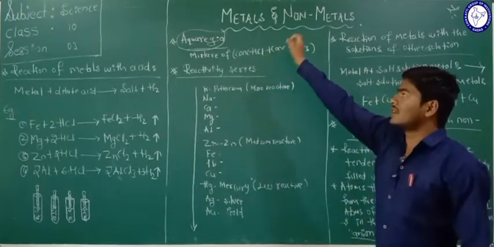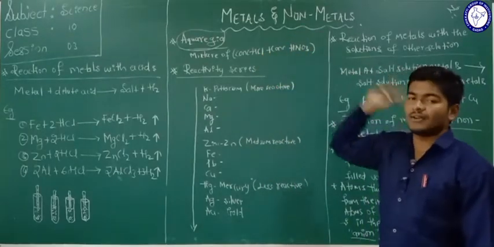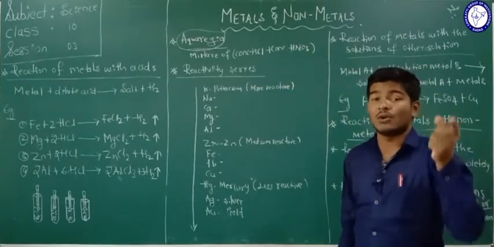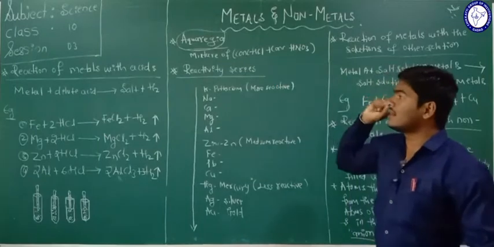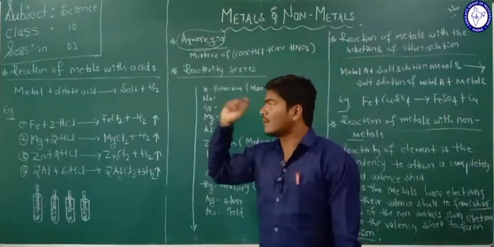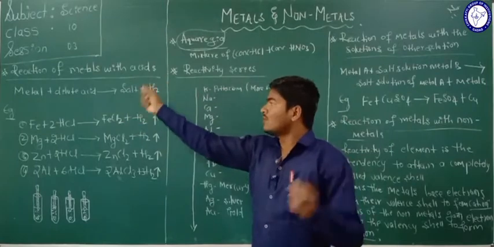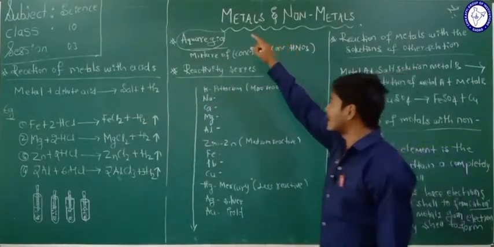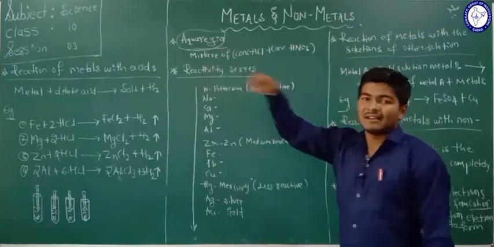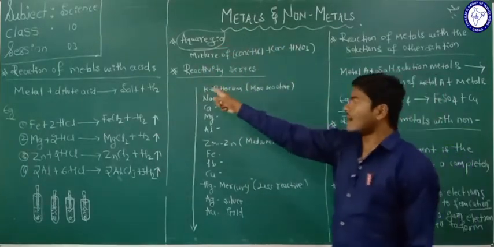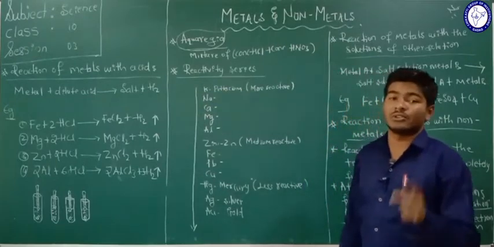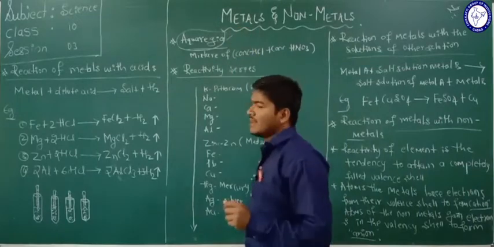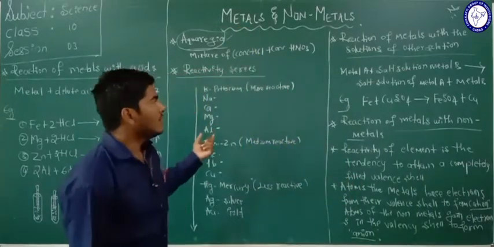Aqua regia is a solution made of concentrated hydrochloric acid and concentrated nitric acid. It will melt the gold. So that is another important thing here. But why I told this, because when any metal reacts with the acid, it produces the salt and hydrogen gas. But in the case of gold, it does not produce the salt and hydrogen gas, but it melts the gold. Therefore it is very important that the solution is nothing but aqua regia. And this is the reactivity series.